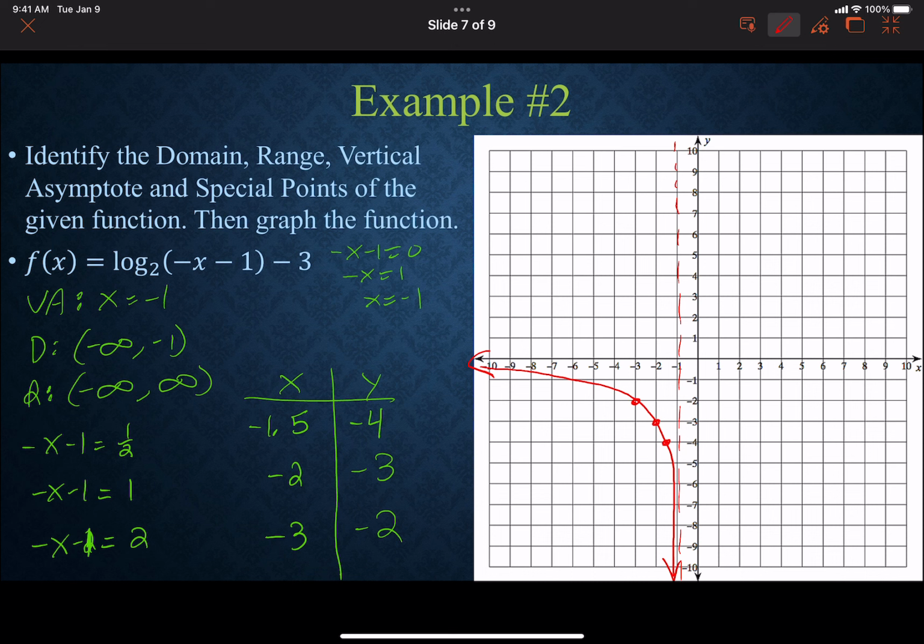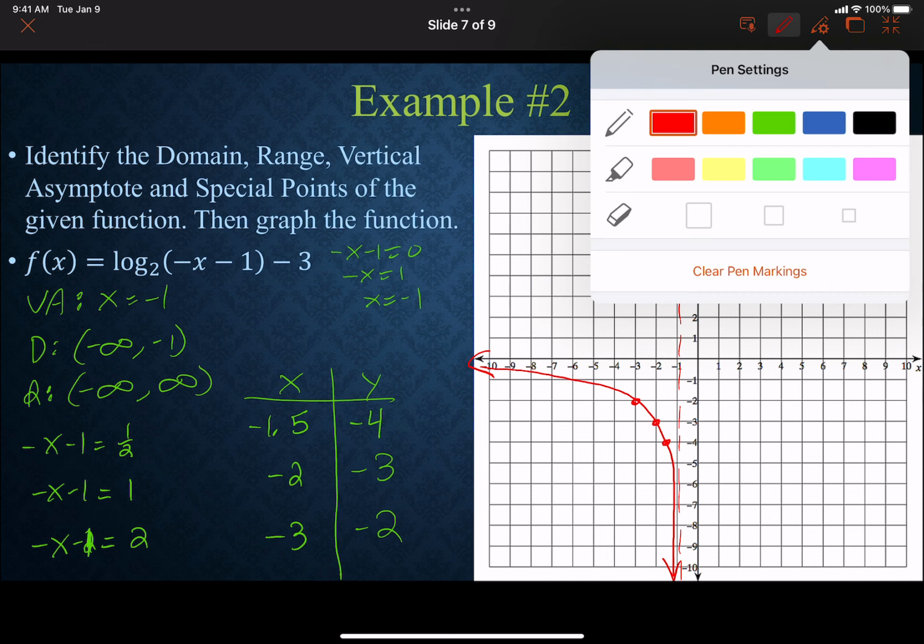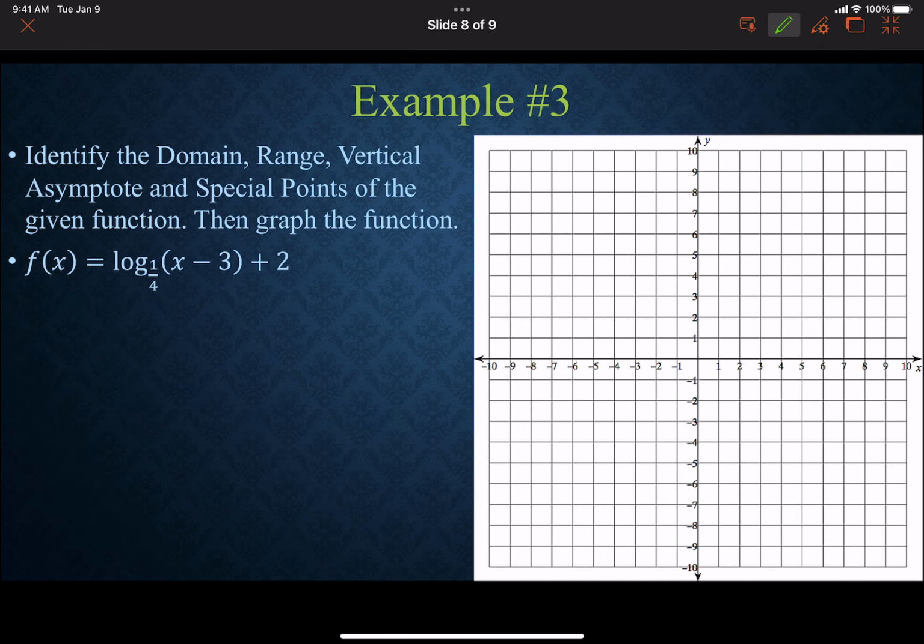So in both those cases, our base was an integer. Let's explore now when the base is a fraction. So vertical asymptote still x minus 3 equals 0, still occurs at 3. So there's our vertical asymptote. C is still positive, so the domain would still go from the vertical asymptote to infinity, whereas range still goes from negative infinity to infinity.